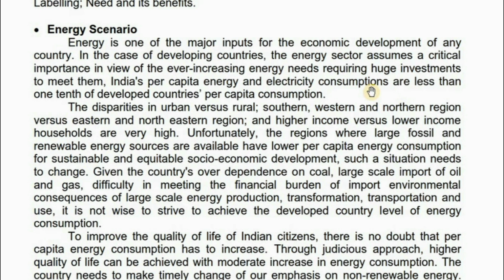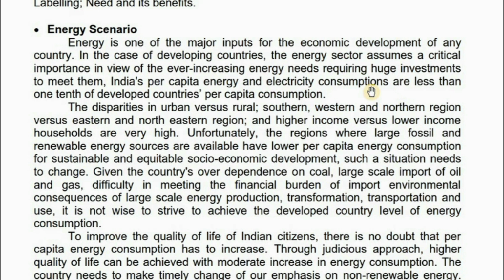Means what? Today's energy scenario can be said to be that the energy available or consumed by a person is very limited. Now this is because there is diversity in the various different areas and localities. Now what are the diversities?